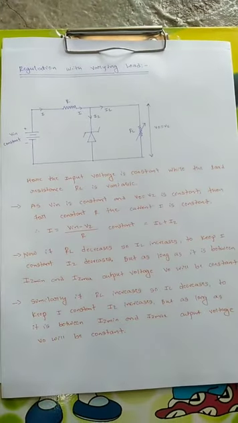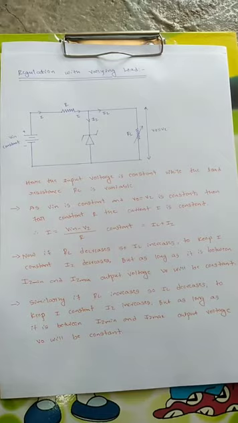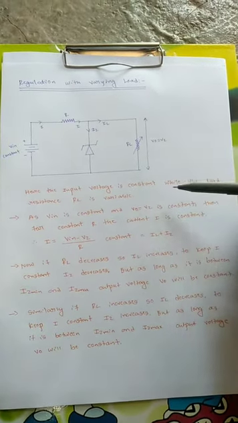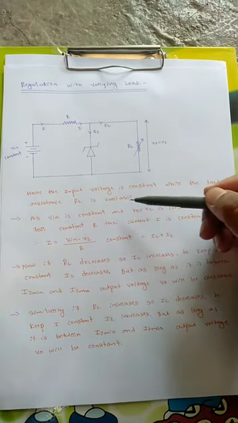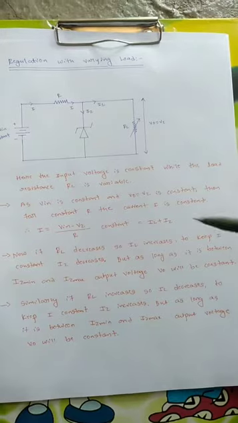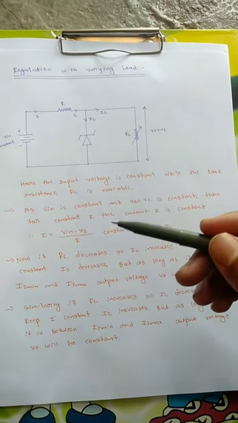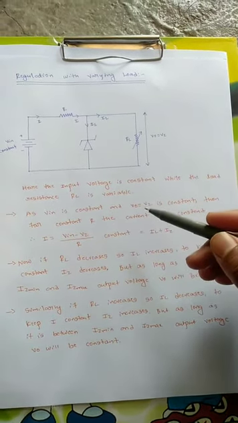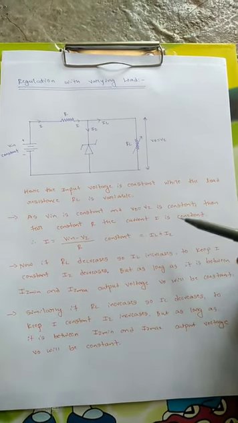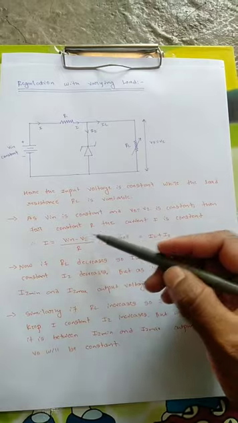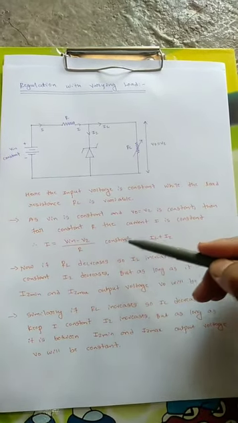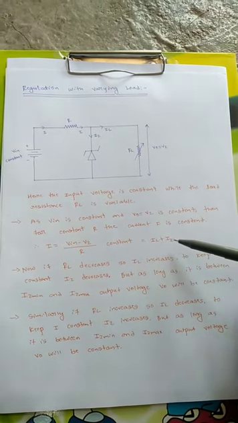Now, regulation with varying load. What happens if the output load is varying? Here the input voltage is constant while the load resistance RL is variable. The load resistance RL is changing here. As Vin is constant and V0 equal to VZ is constant, then for constant R the current I is constant. So I equals (Vin minus VZ) by R, which is constant, and is given by IL plus IZ.